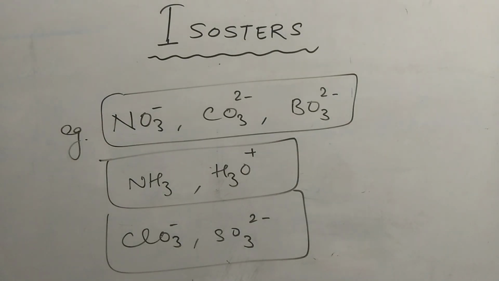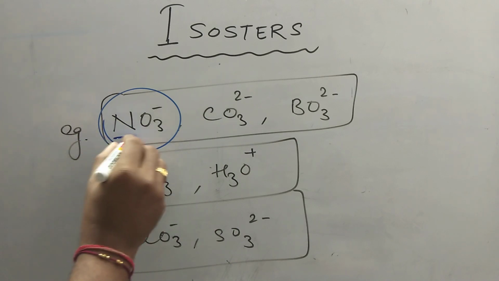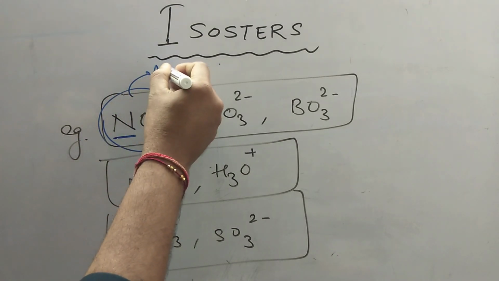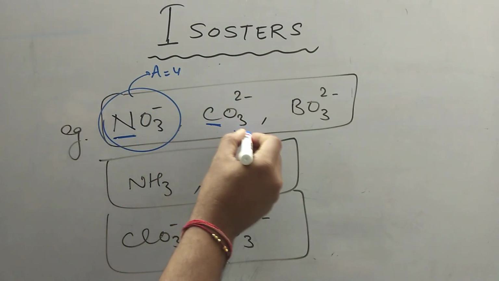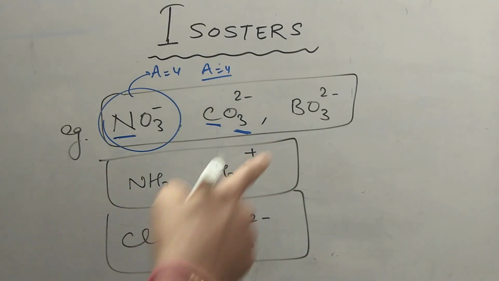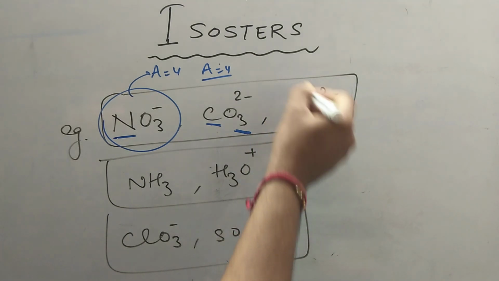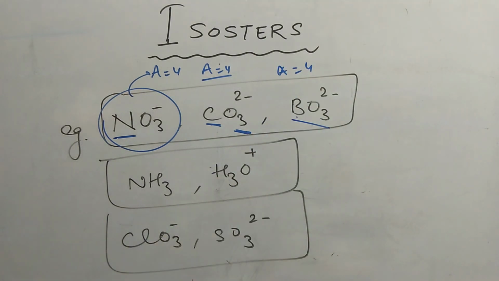Now let's see a few more examples. NO3 minus, the nitrate ion. If you see here, total atomicity is 4. Here also atomicity is 4. Carbonate ion, atomicity is 4. Borate ion, orthoborate ion, here also atomicity is 4. So in every case the atomicity is 4.